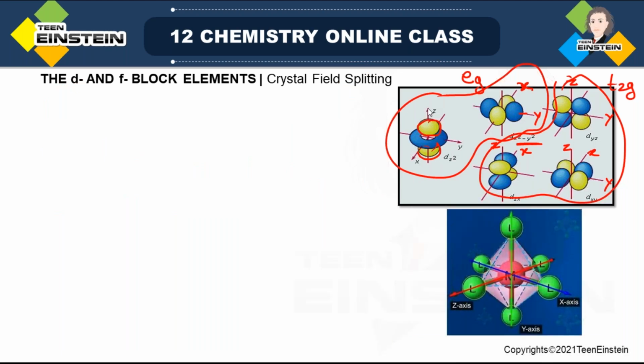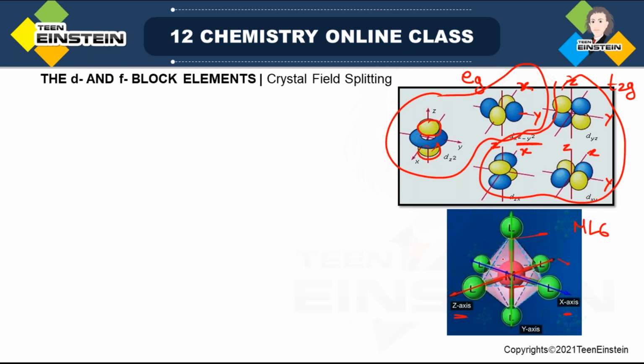Now, as I have said, these two groups that we have made, EG and T2G, are for octahedral geometry. So in octahedral geometry, suppose this is ML6. The metal is the central atom, and the ligands are approaching from different axes. So there will be the x-axis, z-axis and y-axis. Though it is written in this way, you can also write this as x, this as y, and this as z. But that is not important. The important thing is that octahedral geometry is present here.